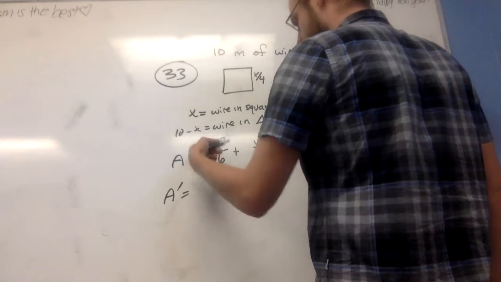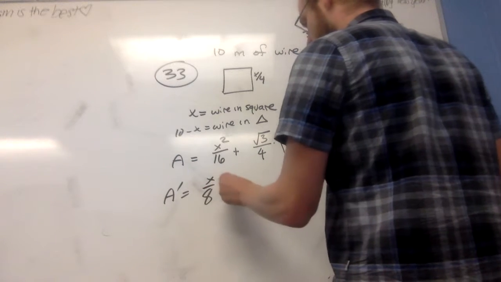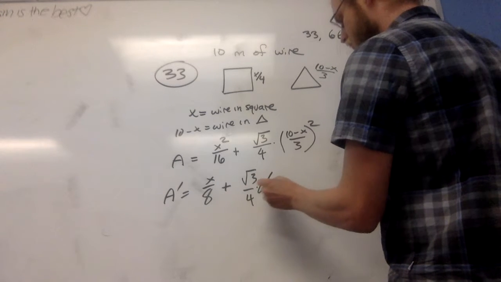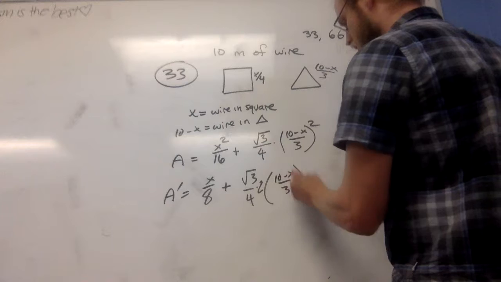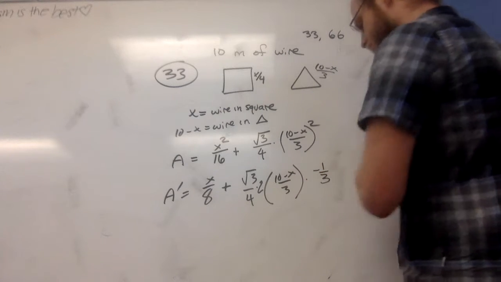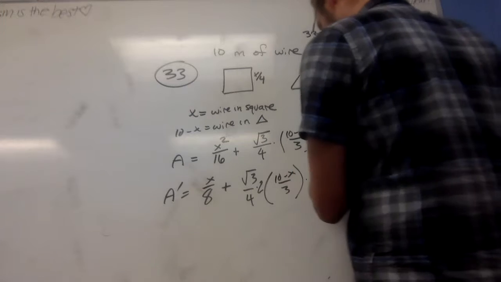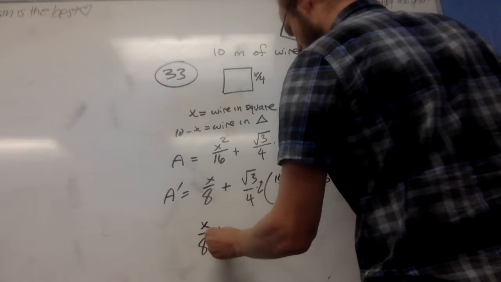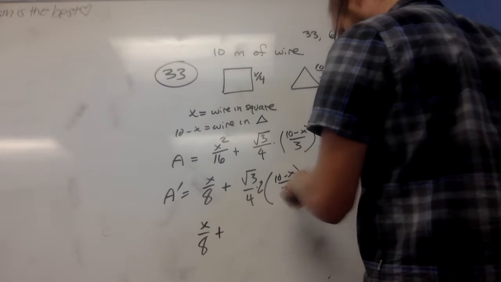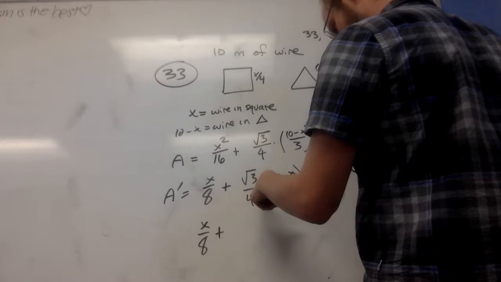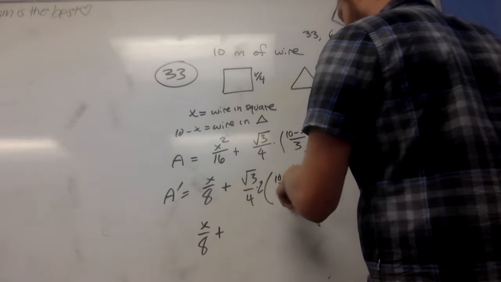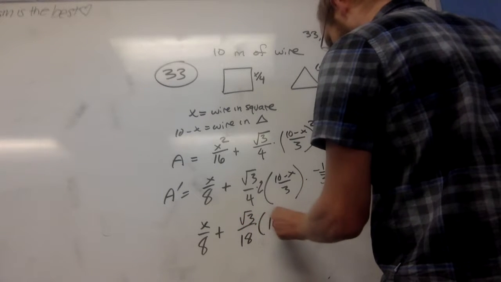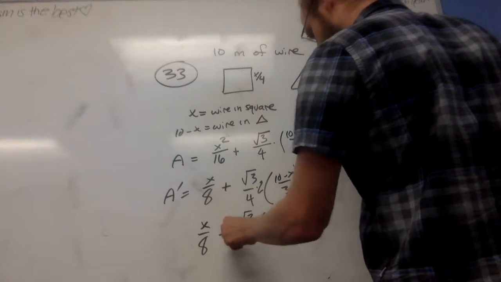A prime is going to be equal to 2x over 16, which is x over 8, plus root 3 over 4 times 2 times 10 minus x over 3, times the derivative of the inner function, which is minus 1 over 3. Now we've got to simplify that a little bit, and we're setting that equal to 0. So we've got x over 8 plus, let's see, 3 times 3, that's 9, times 2 over 4, that's 1 half. 3 times 3 times 2 is 18. So it's root 3 over 18 times 10 minus x.